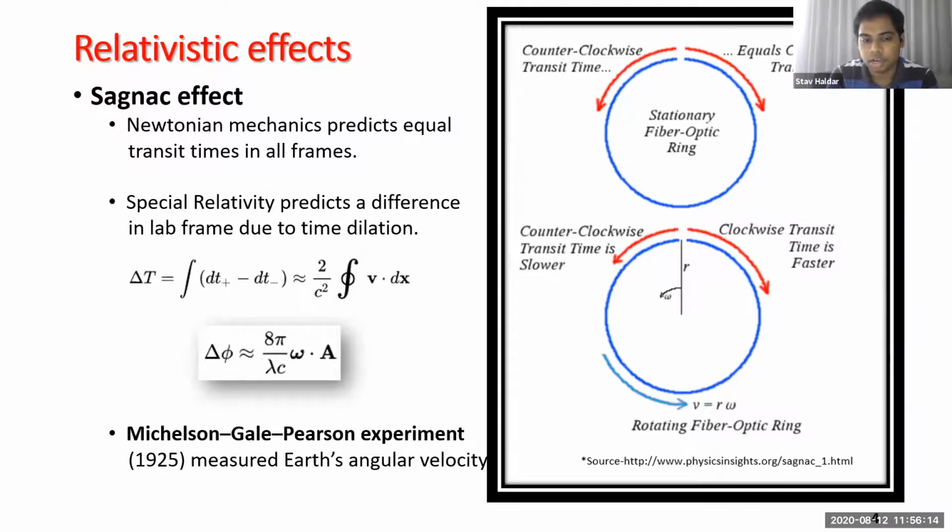So Michelson, Gale, and Pearson way back in 1925 actually used a Sagnac kind of interferometer to measure the angular velocity of the Earth. And this is in line with all the experiments that were done in those days trying to refute general relativity, but ultimately, yeah, we know what happened. So let me move on quickly.